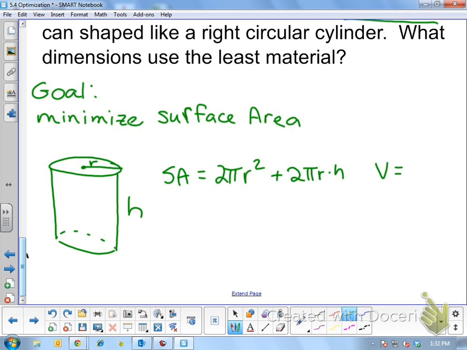So pi r squared h. That is something you should memorize. You should memorize the volume of a cylinder. Surface area, you should be able to figure out. Volume of something like a right circular cylinder should be memorized. So we know the volume is 1,000 something. It's 1,000 cubic centimeters. I was right.